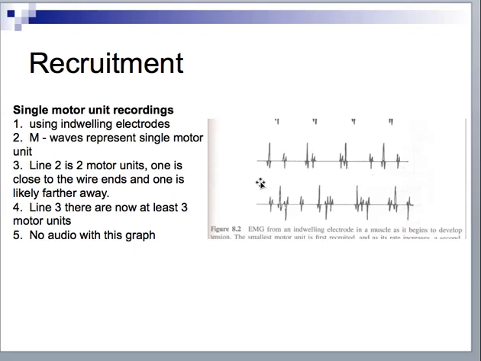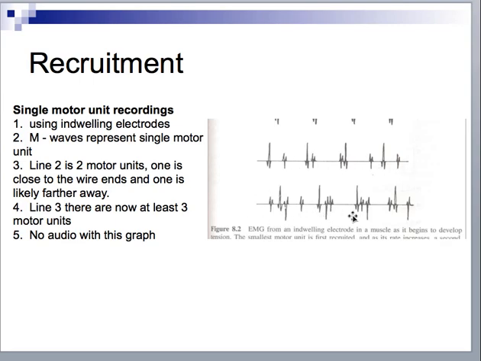And look at the rate, because we can imagine time on the x-axis here. So we see contract, contract, contract, contract. It's a fairly slow rate, but the muscle is recruiting two motor units equally spaced apart in terms of the timing of their contraction.